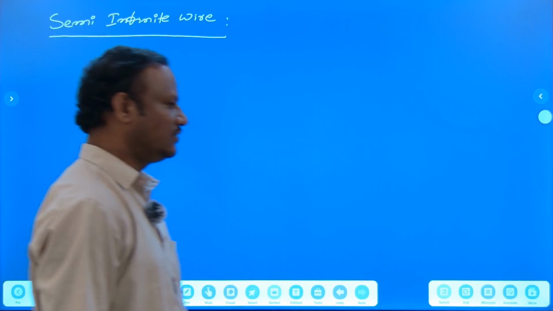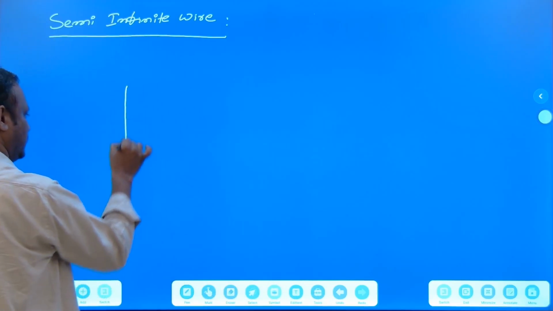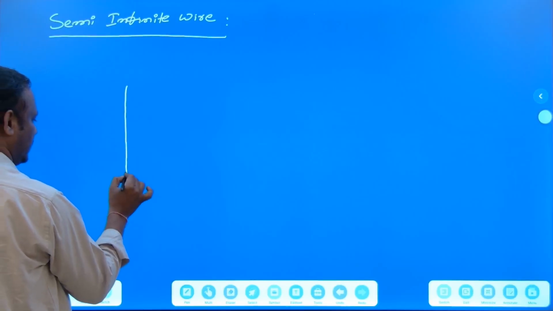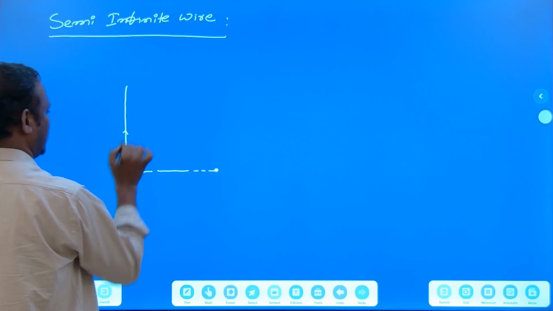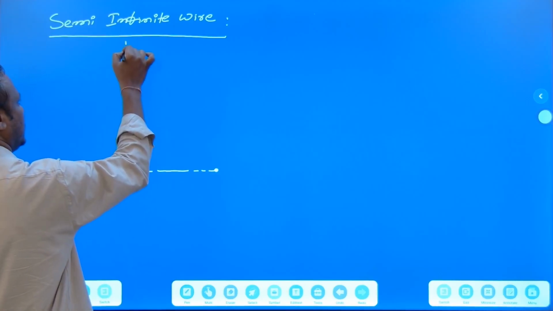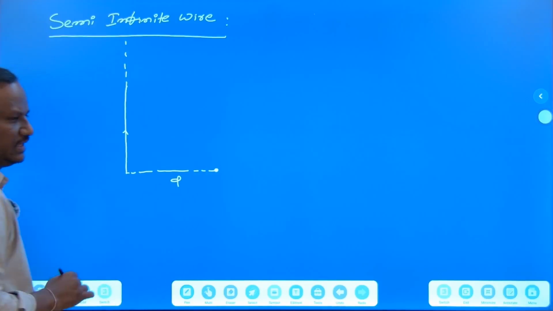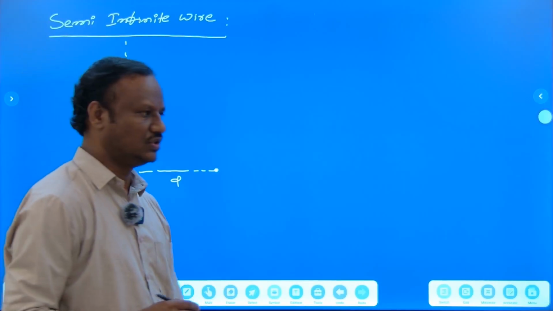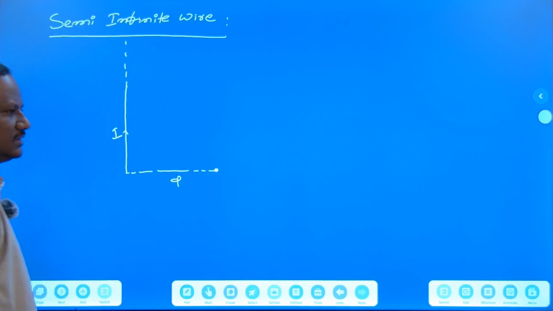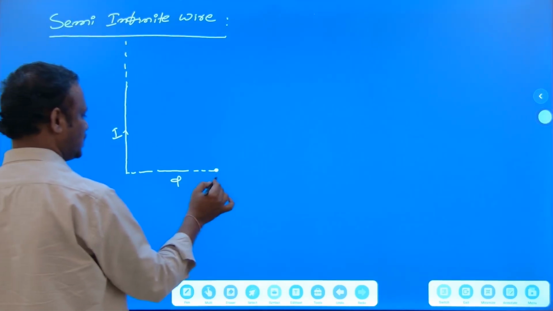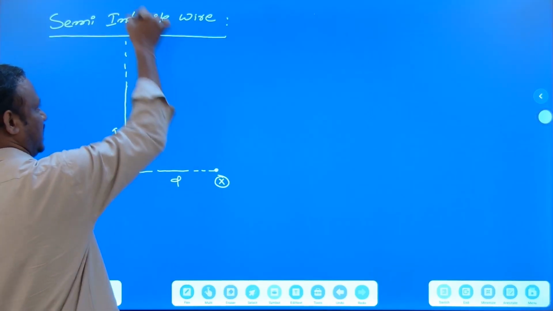So for the semi-infinite current carrying wire, first one is the straight wire. Now if you find the field at this position, current is passing like this. So it is of infinite length, at a distance d or r, your wish, like this one. Current is I. Now at this position, the field is into the plane.